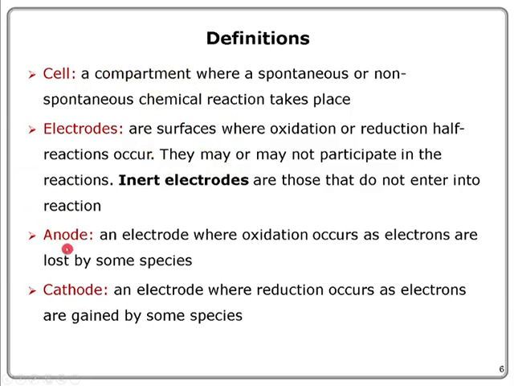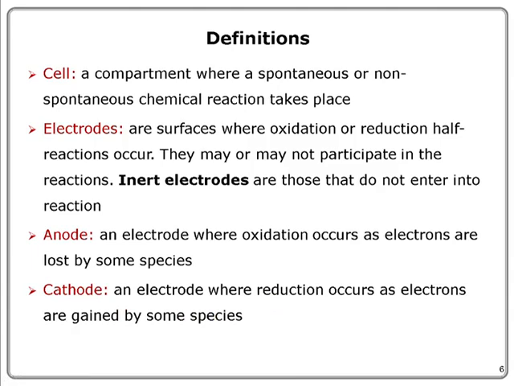Let's look at an anode. An anode is an electrode where oxidation occurs, as electrons are lost by some species. So at an anode, oxidation takes place, and there is loss of electrons. Then there's a cathode. A cathode is an electrode where reduction occurs, and electrons are gained. So at an anode you have a species that loses electrons, then at the cathode you have a species that gains electrons.